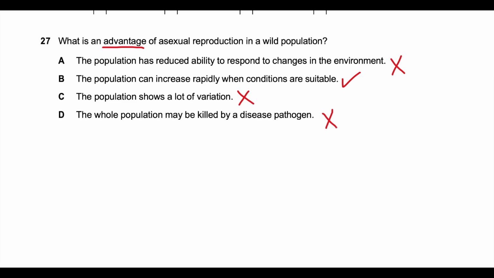Let me tell you something. Asexual reproduction allows organisms to reproduce quickly, producing genetically identical offspring. This is a major advantage. Fine, but if we look at A, C, and D, they highlight disadvantages. So the right answer here is what? It's B.